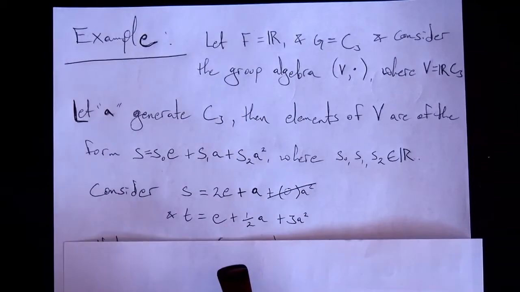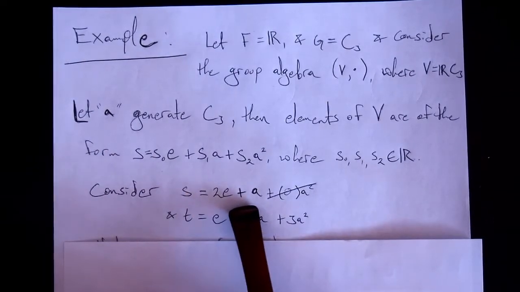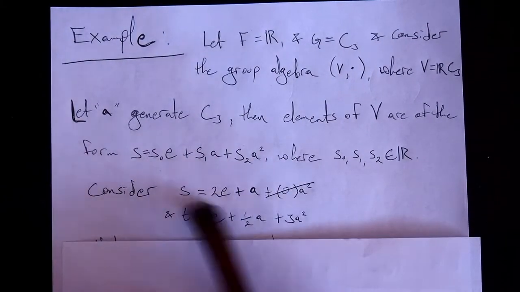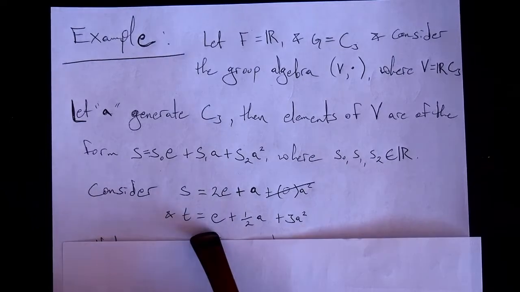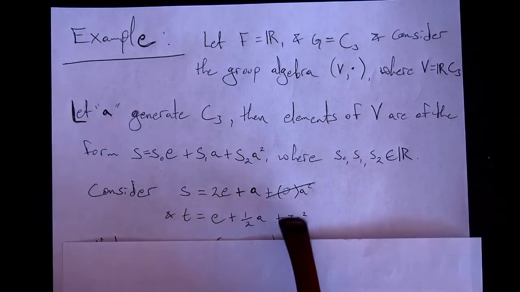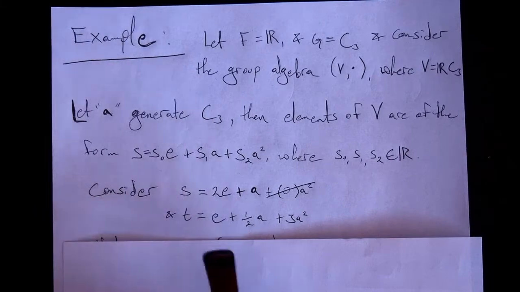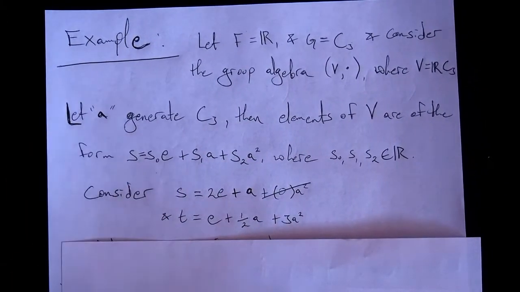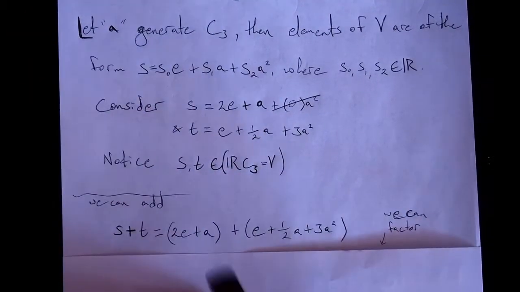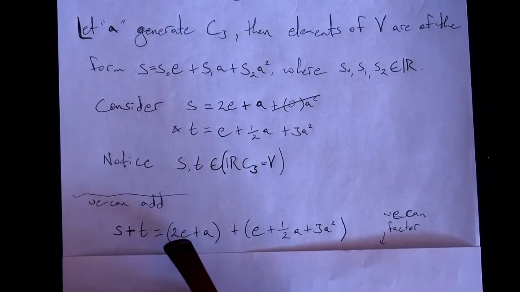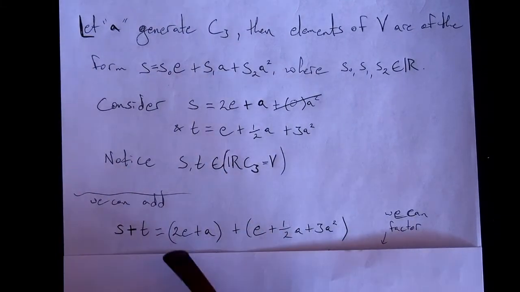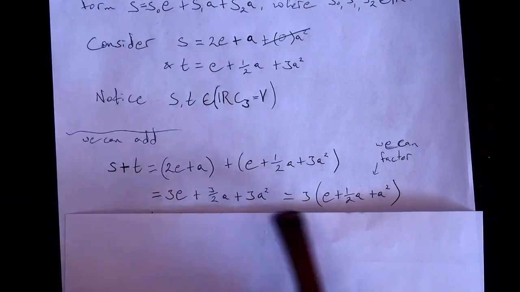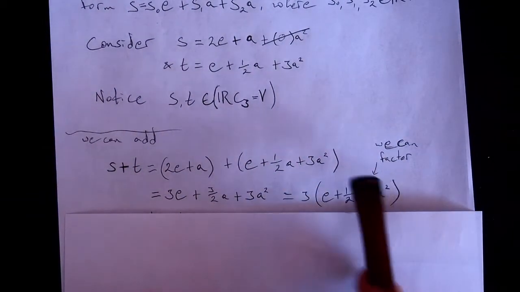Now consider these two specific examples. We have 2e plus a. There's still a scaling factor for a squared, but it's 0. So we would usually just write this out as 2e plus a. And our second element is e plus a half a plus 3a squared. So this one has a scaling factor that's non-zero for all 3 of the group elements. So these guys are vectors in our vector space, which means we can add them. If you add them together, it's exactly as you would expect with our group elements as the basis elements for our vector space. So when we collect like terms, just like in high school, we can then factor out 3 because of our property with the scalars.